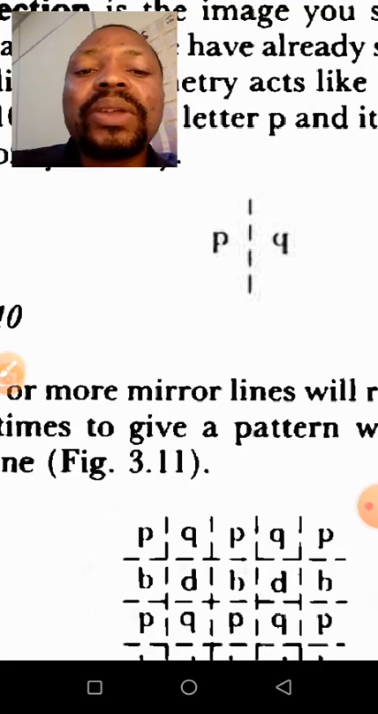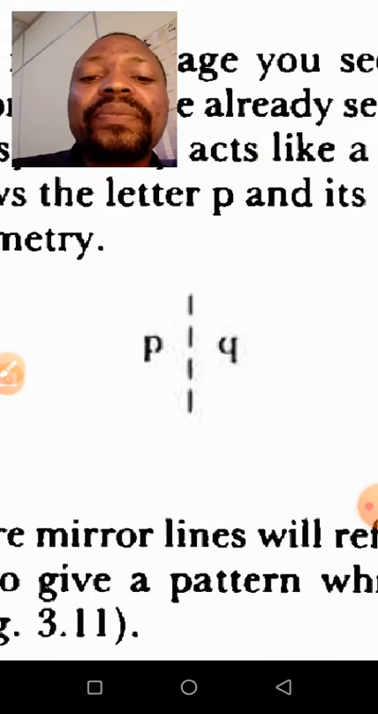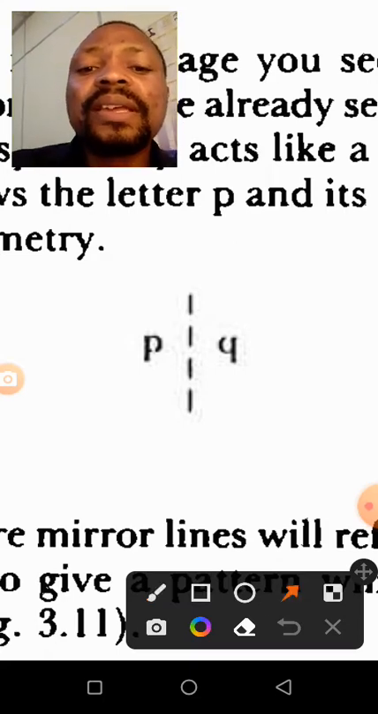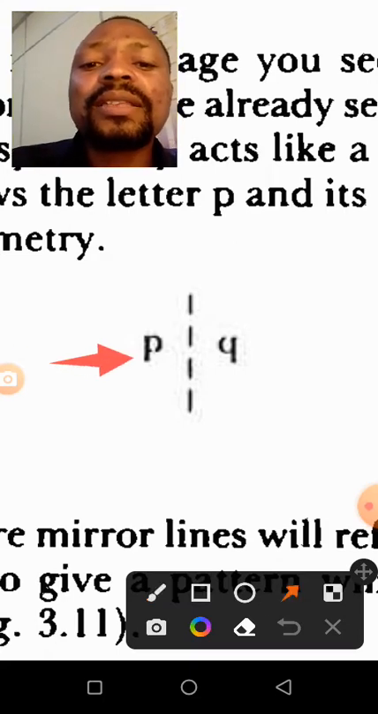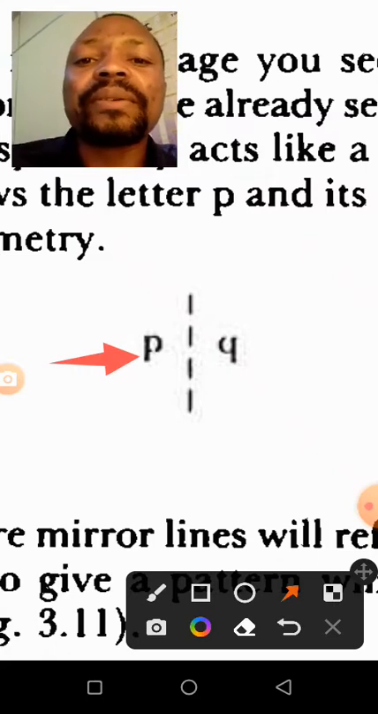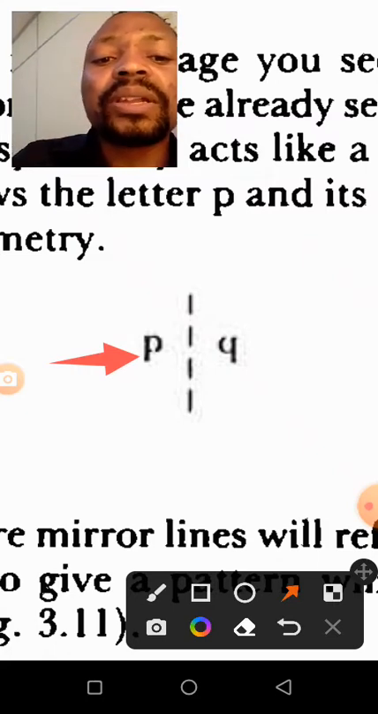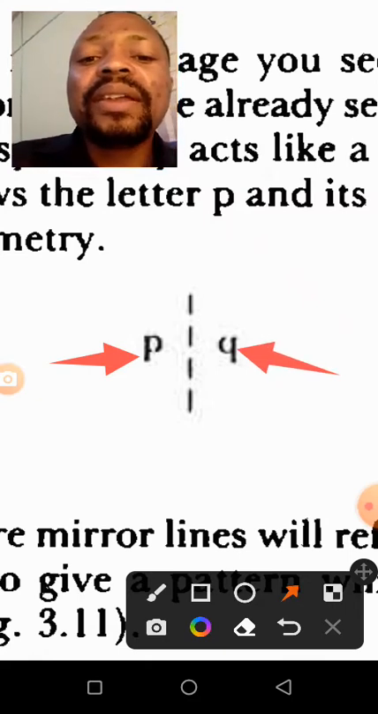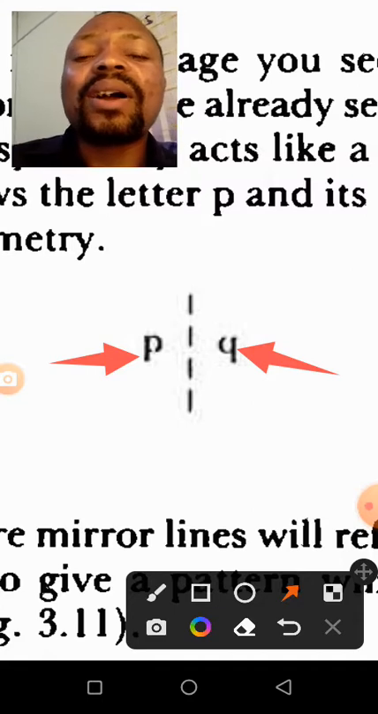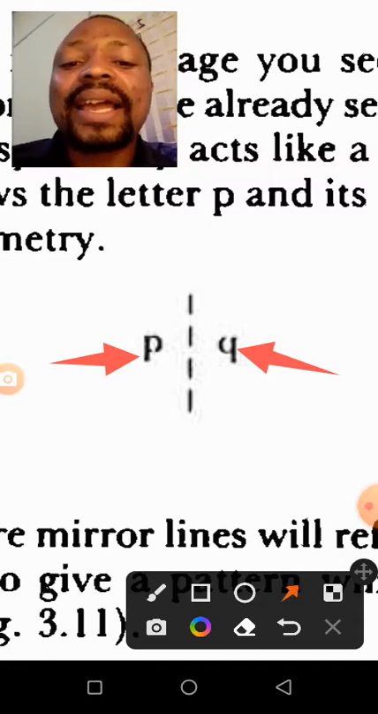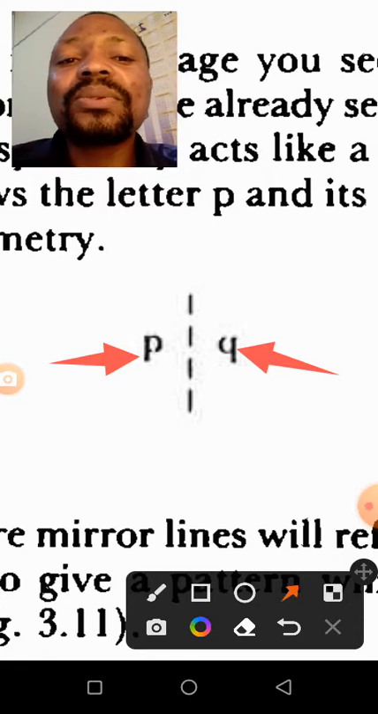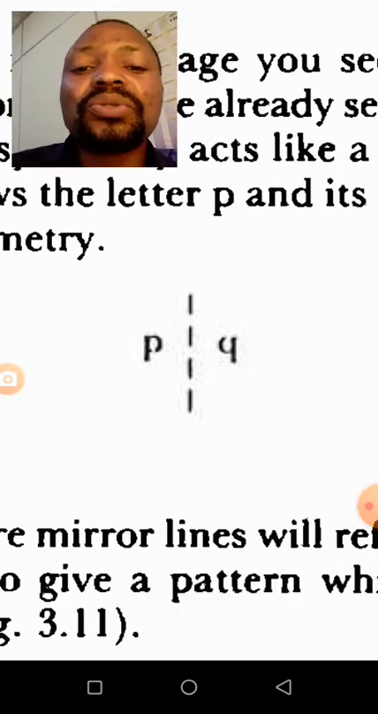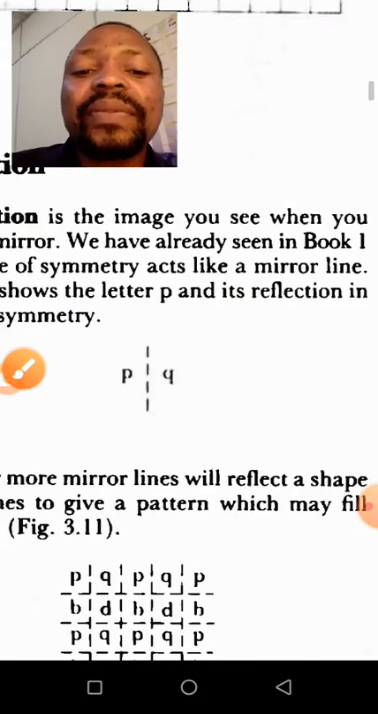For an example, we are given a situation here of P. I think you can see this P. We can consider this one as the original P, and this one as the image of P, and that dotted line is our mirror line. So always when you are given a reflection, remember you need to understand the issue of a mirror line.